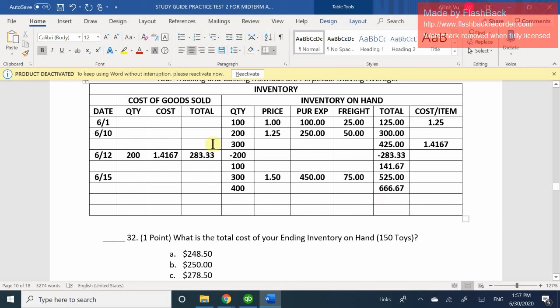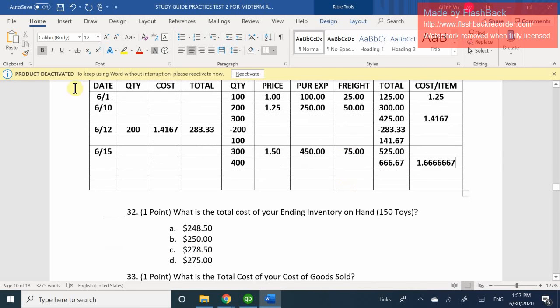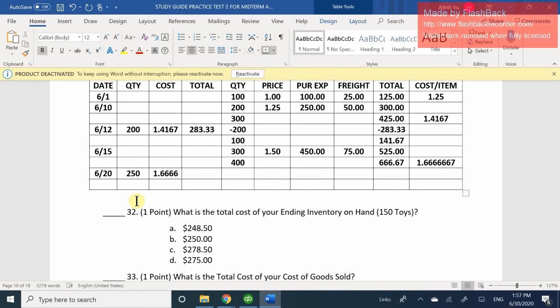Okay, good. All right. And then how much is the average cost per item for this one? 1.6667. All right, 1.6667. Okay. And then lastly, what happened on June 20th? Sold 250 toys. We sold 250 toys at how much? And the cost will be at 1.66667. Oopsie, that's enough. You guys get the point.